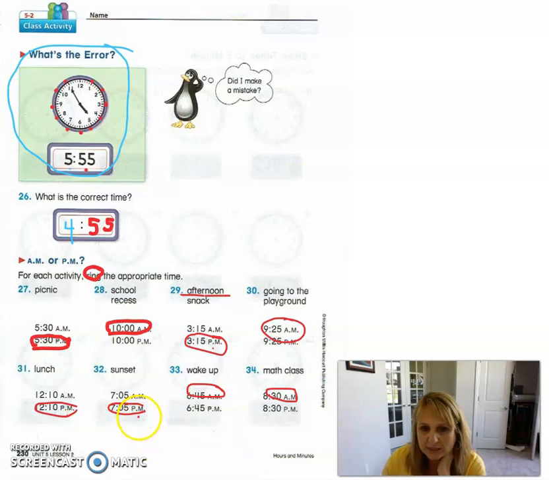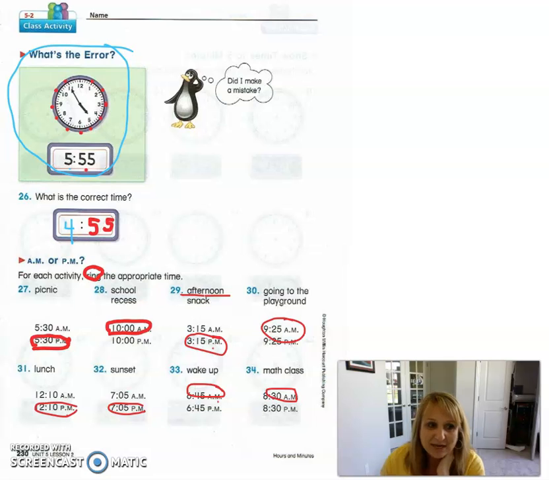Sunset, that was pretty easy, 7:05 p.m. Wake up in the morning, a.m. Math class. Now that you do math class online, you might be doing it at 8:30 at night, but if we were doing it in school, it would definitely be in the morning.